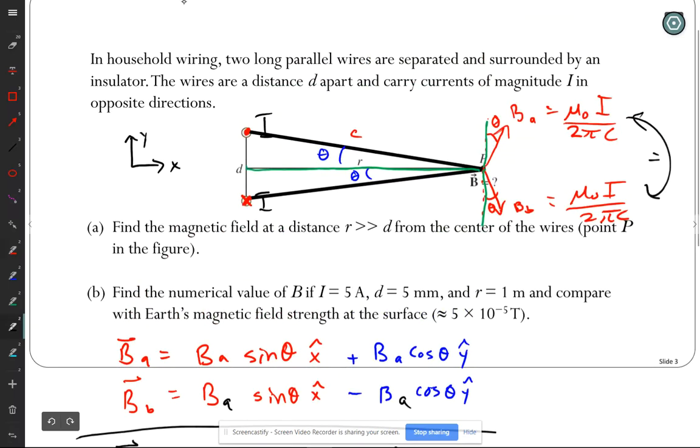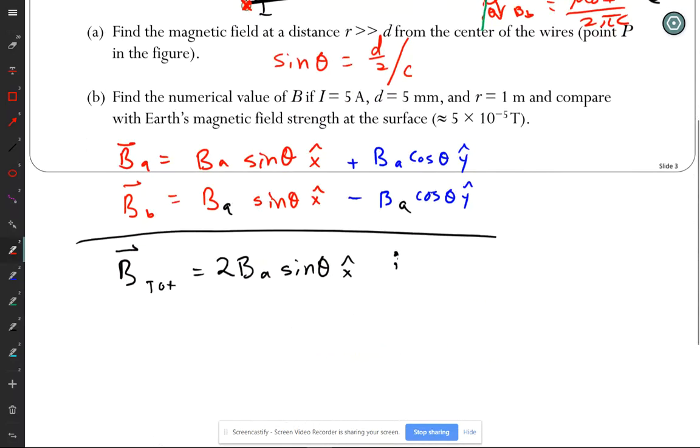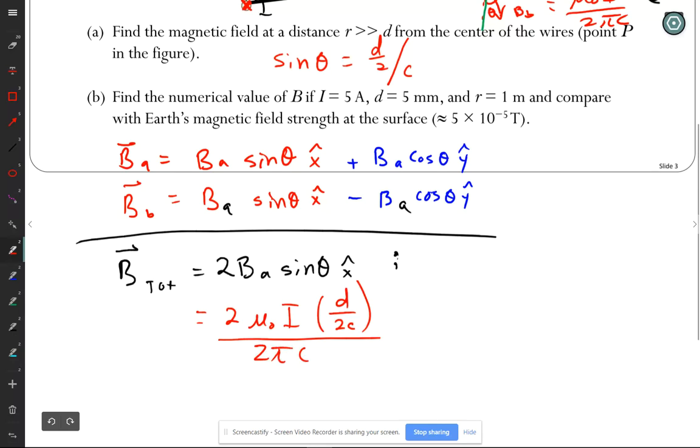If I look at this picture, sine theta is the opposite side, which is d over 2, divided by the hypotenuse, which is c. So I can put in here: equals 2 times mu naught I times d over 2c, divided by 2 pi c. My 2's cancel, and I can rearrange to mu naught I d over pi c squared.